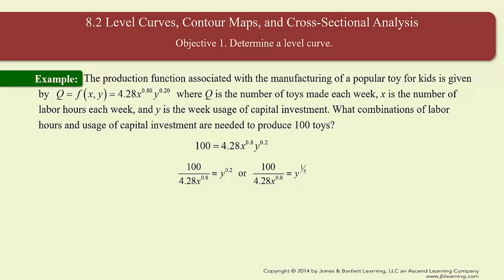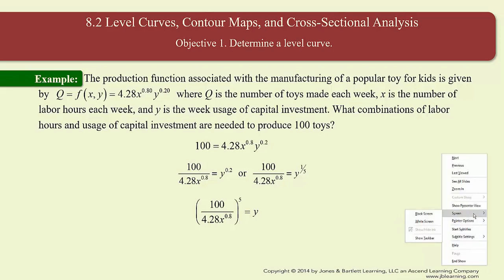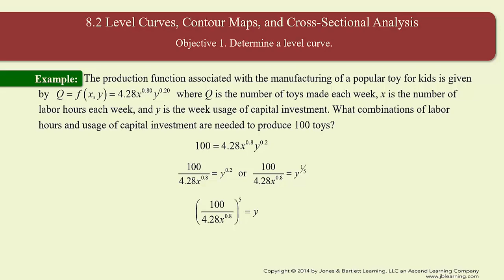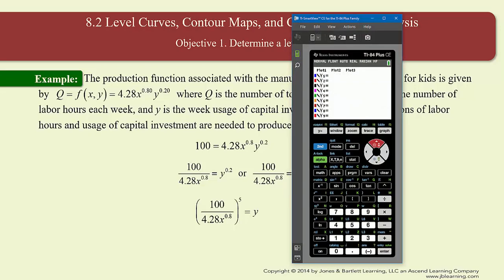So raising both sides to the 5th power gives me 100 over 4.28 x to the 0.8, all of that mess raised to the 5th power. So now I can use my graphing calculator to graph it. So let me call up my graphing calculator here and see what the graph looks like.